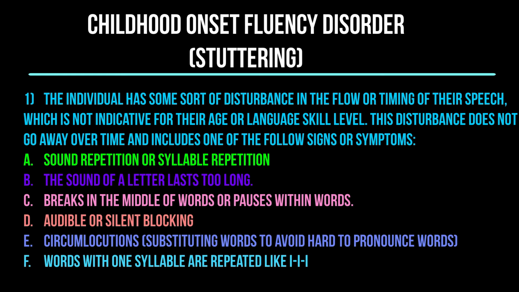Number 1, sound repetition or syllable repetition. Number 2, the sound of a letter lasting too long. Number 3, breaks in the middle of words or pauses within words. Number 4, audible or silent blocking. Number 5, circumlocutions, substituting words to avoid hard to pronounce words. And then 6, words with one syllable are repeated, like "I."